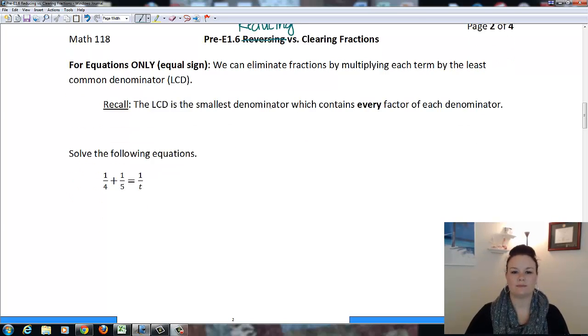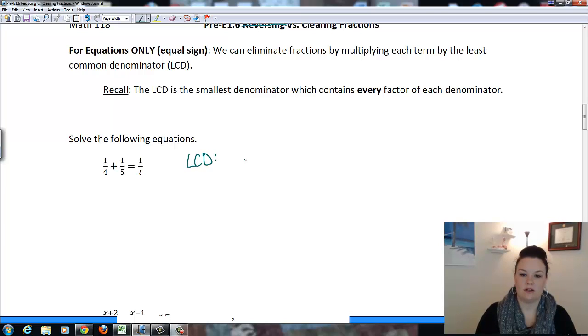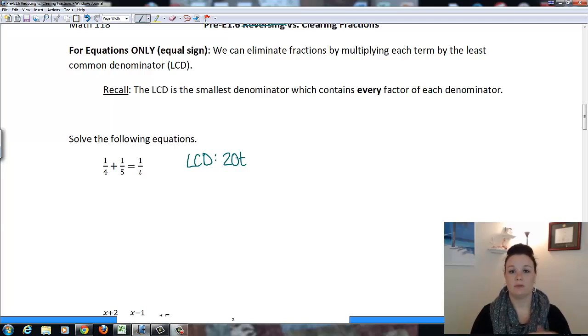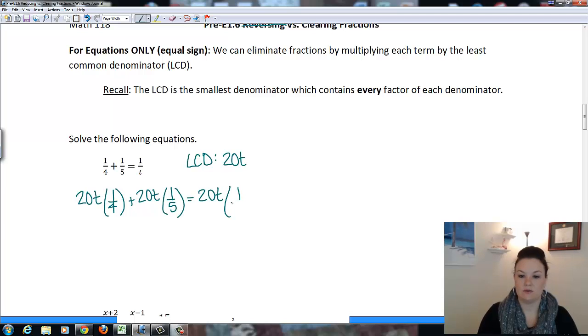Okay, so let's look at one. First of all, I need to find what my least common denominator would be. So looking at this one, I look at all my denominators. My least common denominator between 4 and 5 would be 20. And then this last one, I have a t. So I need a t on there too. So my least common denominator for this one would be 20t. Okay? So I'm going to go ahead and multiply every term by 20t. So 20t times 1/4 plus 20t times 1/5 equals 20t times 1 over t.